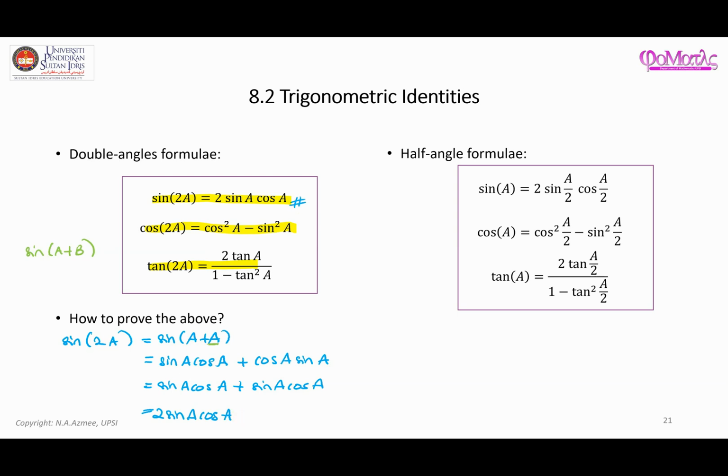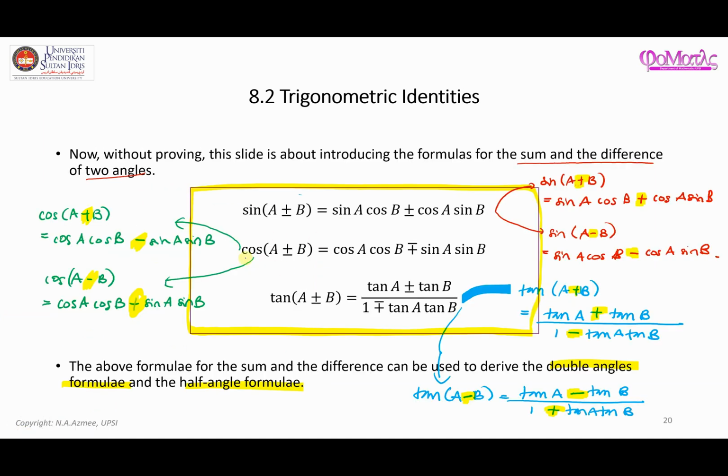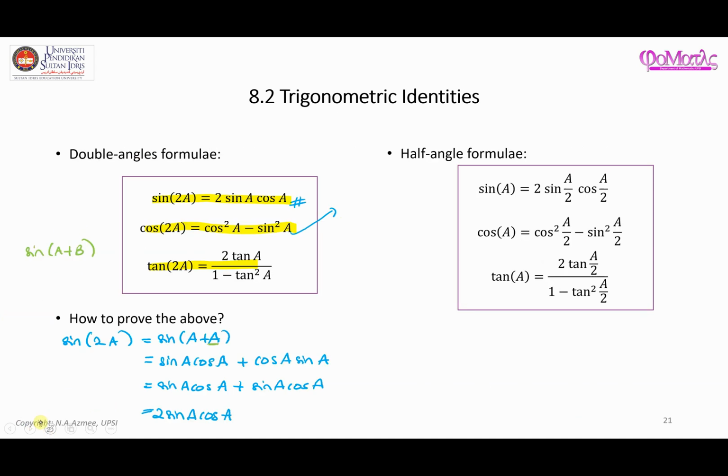Alright, next. For this one, we are going to consider the same idea which you have seen in this slide. What happens when you have cos A plus B, except that for this one you have cos 2A. So cos 2A means you have cos A plus A. A plus A becomes 2A.